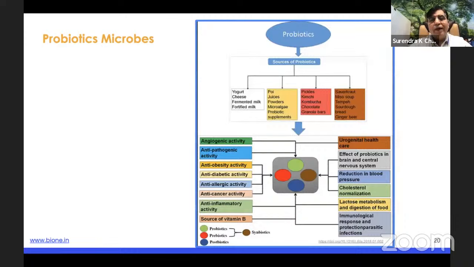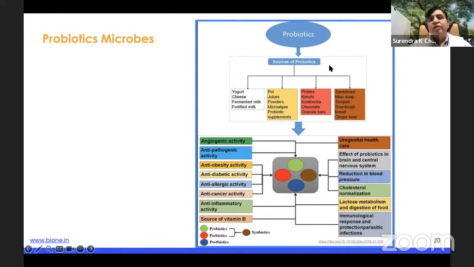So how does this probiotic function? We are going to discuss probiotics, which we have just understood, then prebiotics, and also symbiotics, and then postbiotics. So these are the four terminologies we are going to discuss. Currently we are discussing probiotics, and now we are going to discuss prebiotic and symbiotic.